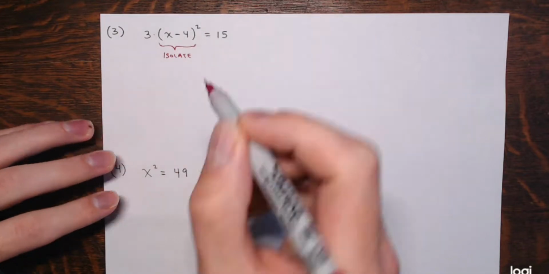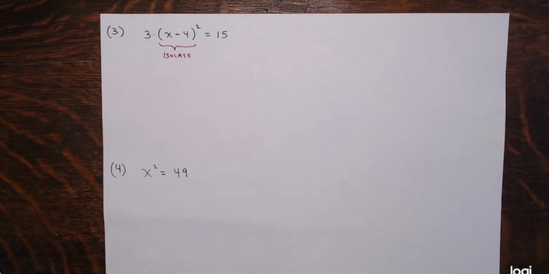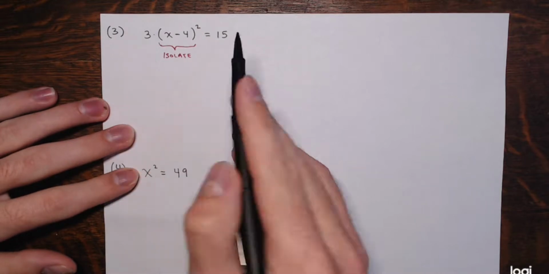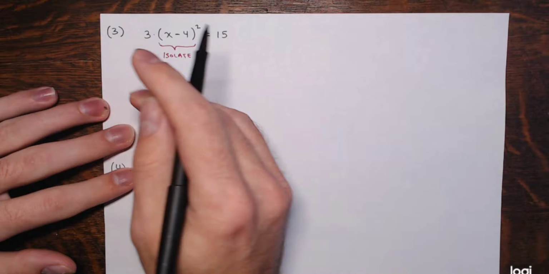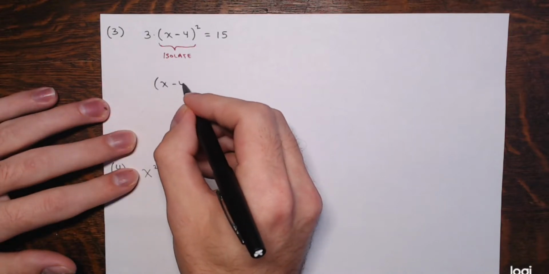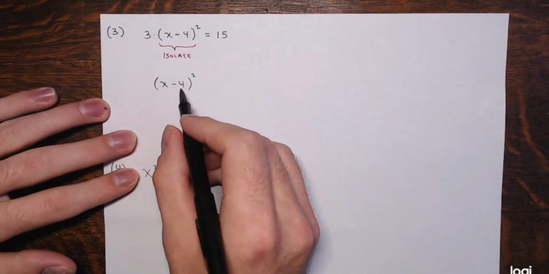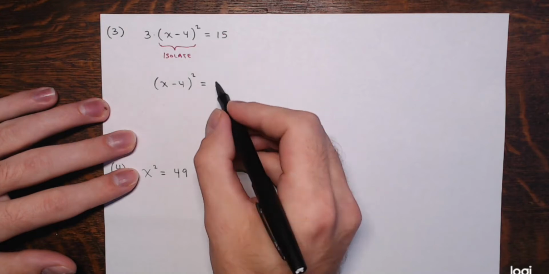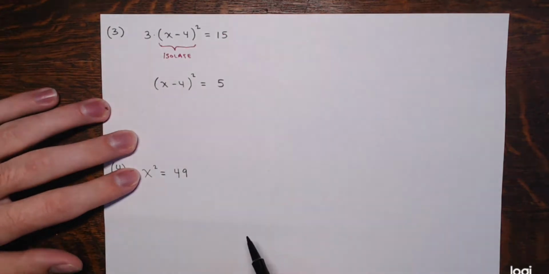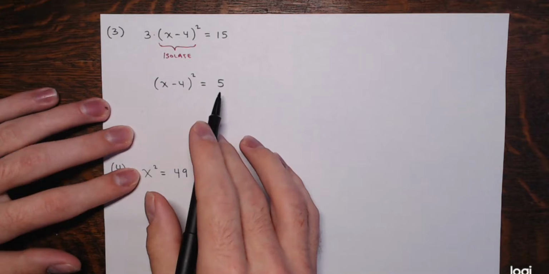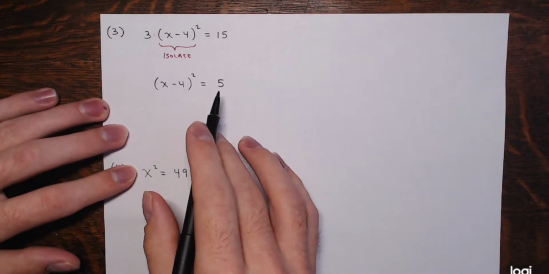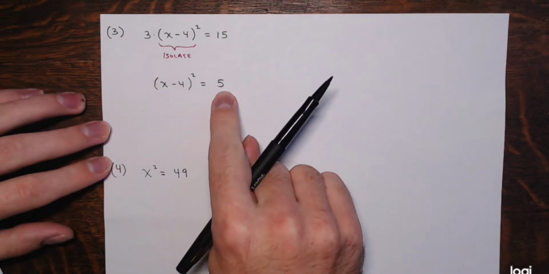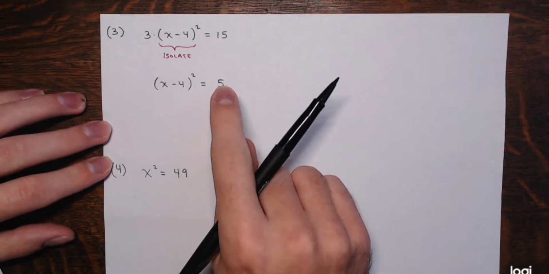Right, get it on its own side. So this times 3 I need to get rid of. Right, so I'm going to divide both sides by 3. So we have the square, right, the x minus 4 to the second power, right, we have the variable expression squared on one side, equals, and then 15 divided by 3 is positive 5 on the other. And now I can apply the square root property, right, because again I have a variable expression squared on one side and a number, a constant, on the other.